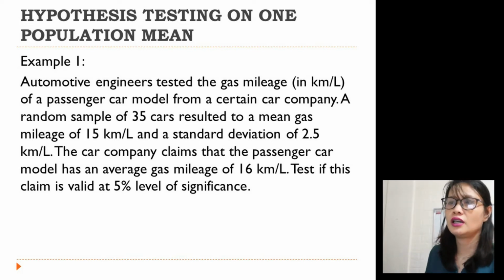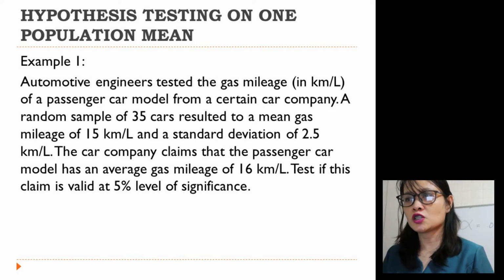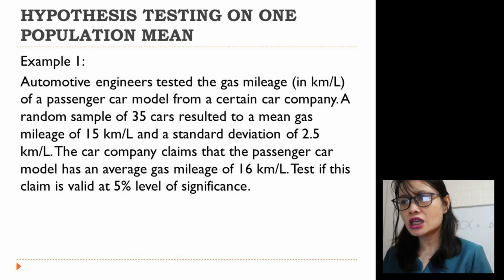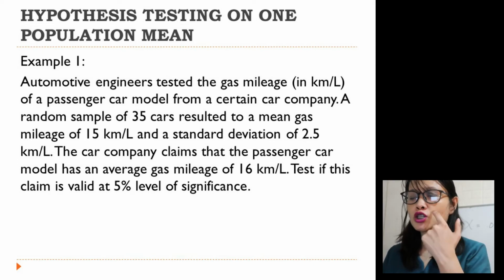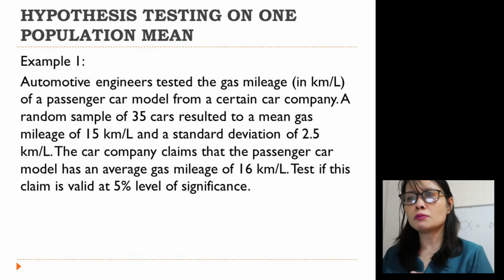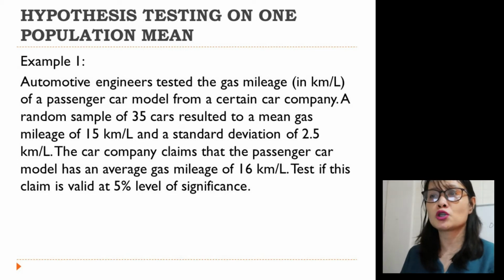What's the null hypothesis in this particular problem? Automotive engineers tested the gas mileage in kilometers per liter of a passenger car model from a certain car company. A random sample of 35 cars resulted in a mean gas mileage of 15 km per liter and a standard deviation of 2.5 km per liter. The car company claims that the passenger car model has an average gas mileage of 16 km per liter. Test if this claim is valid at 5% level of significance.